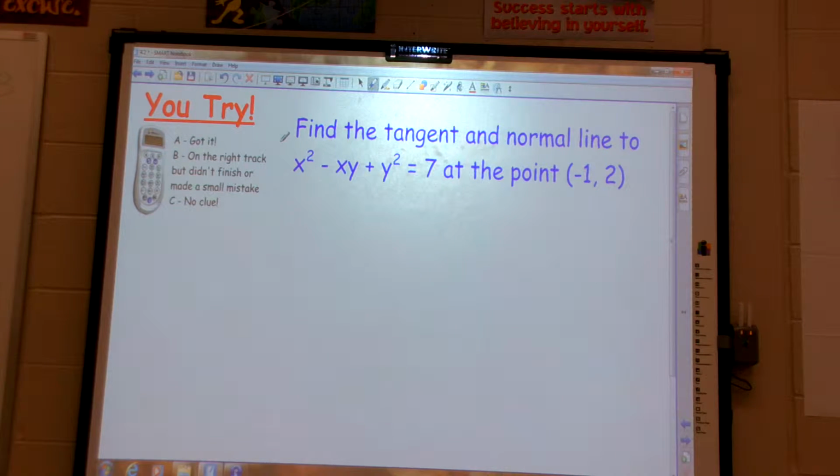We want a tangent and normal line. Tangent and normal line. x squared minus xy plus y squared equals 7. Okay, it's pretty straightforward, right? The question itself. When I take the derivative, which by the way, am I going to be able to get y by itself? No. So let's take this derivative.